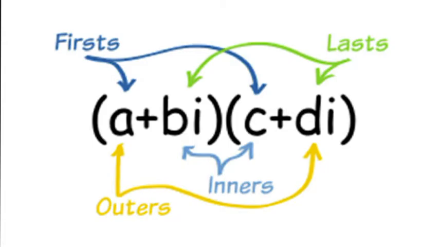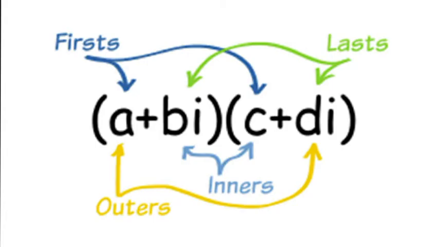So if you take two numbers with two terms, you're going to end up with 4. Here is what it is. First, you multiply the firsts. That's the real parts. Then you do the inners, the imaginary times the real. Then the outers, real times imaginary. And finally, the lasts, imaginary times imaginary.